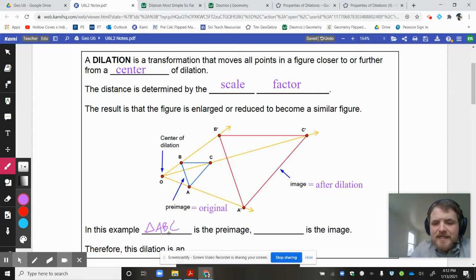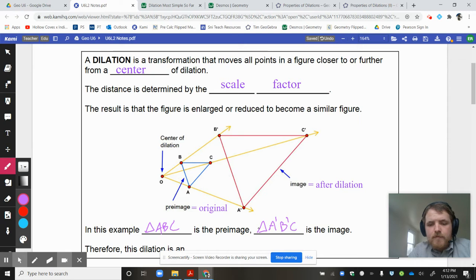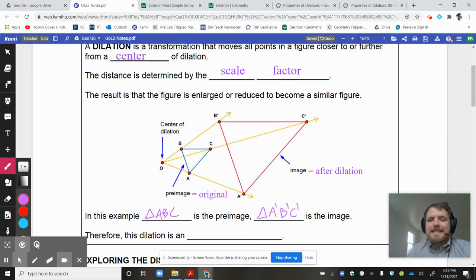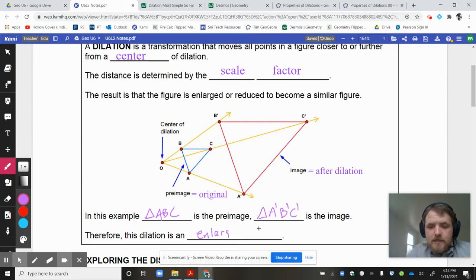And I've been saying the phrase be consistent. If I started with A, let's start with the point that corresponds with that. That would be A prime. Remember that little tick mark means prime, B prime, and C prime. So in a dilation, it's either a reduction or an enlargement. Since this got bigger, this is an enlargement. Enlargement. And the way you can maybe remember that is it got bigger.